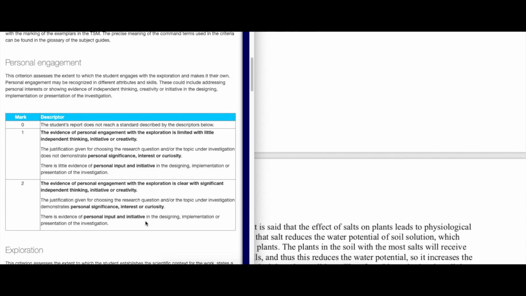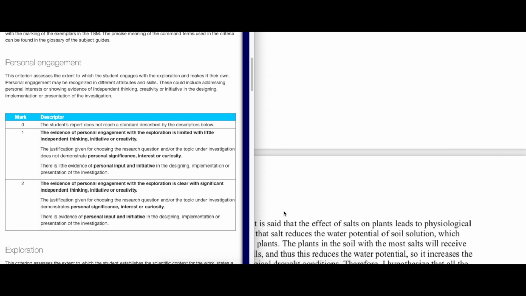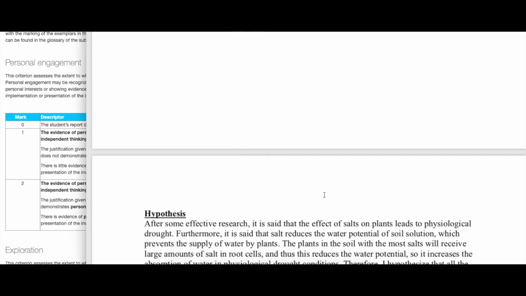Okay, let's look at the number 1 at this top criterion here: personal engagement. The justification given for choosing the research question of a topic under investigation demonstrates personal significance, interest, or curiosity. So far, I haven't seen any great reason for that. There is evidence of personal input and initiative in designing, implementing, or presenting the investigation. I think there isn't really a whole lot there for me to justify 2. So I'm thinking by default, you get 1. Basically, you're going to get 0 for this if you don't really do a report of any substantial length.